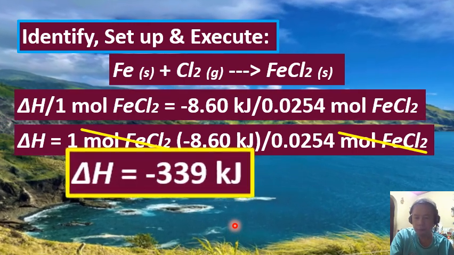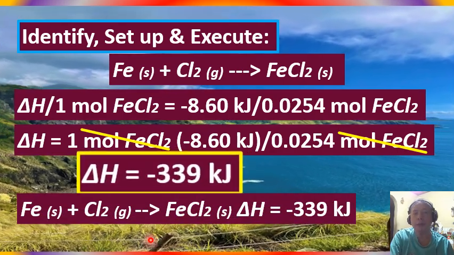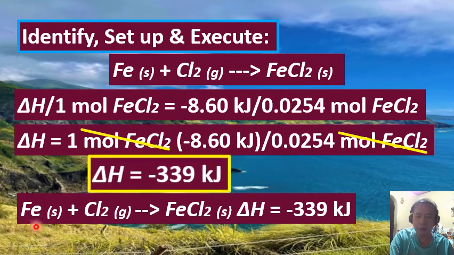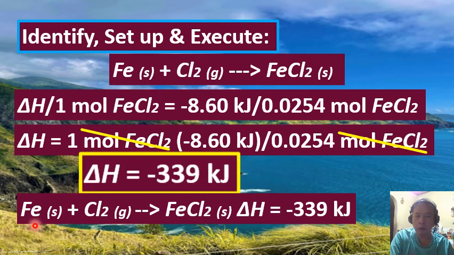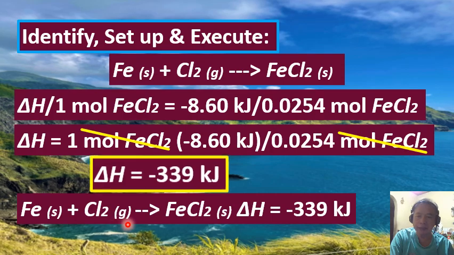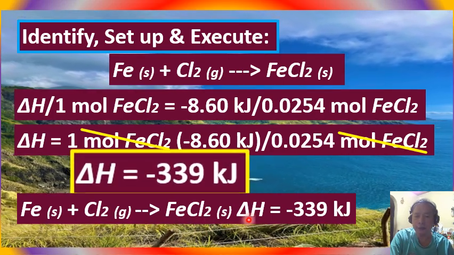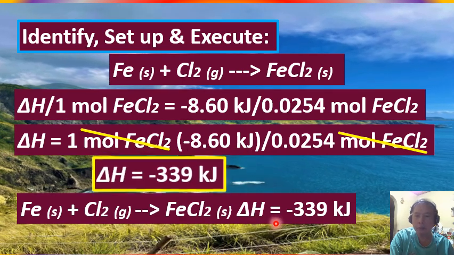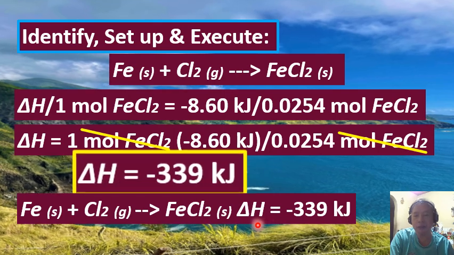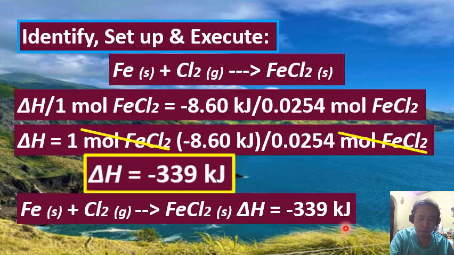So our complete thermochemical reaction equation, therefore, is given here: 1 mole of solid iron plus 1 mole of chlorine gas, producing 1 mole of solid ferrous chloride, and the amount of delta H, or the enthalpy change, being equal to negative 339 kilojoules.